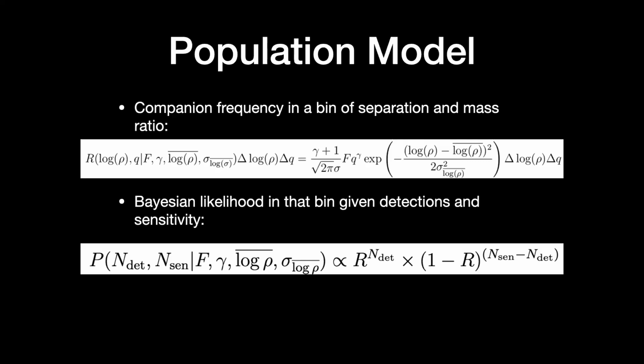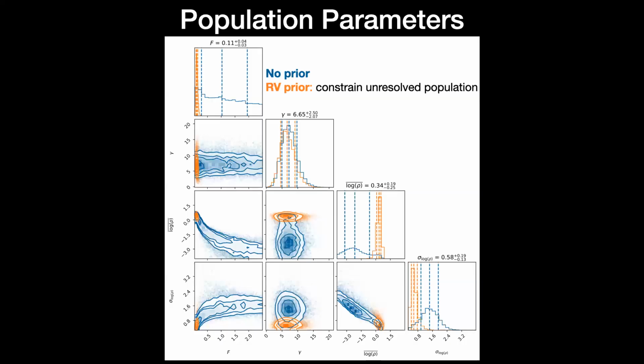We can then plug that into a likelihood function. In this case, we're using the binomial distribution. We have a choice. Does it have a companion? Does it not have a companion? And then that rate comes from above, and then we have the number of systems that we are sensitive to and the number that we actually detected. And this we can use in a Bayesian inference algorithm to get out our posterior distributions of this 4-parameter fit.